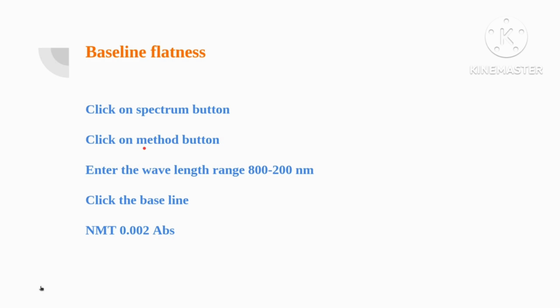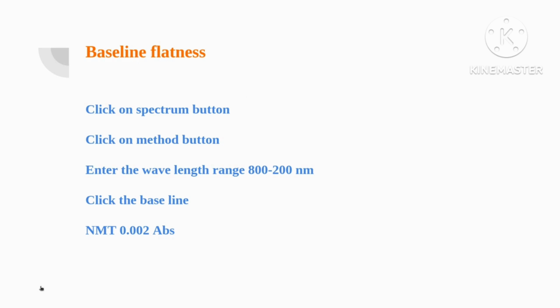A new window will pop up. Set the wavelength range, scan speed and scan interval. Under wavelength range, start 800 and end 200. Scan speed fast, scan interval 0.1. Then click on OK. Click the baseline.